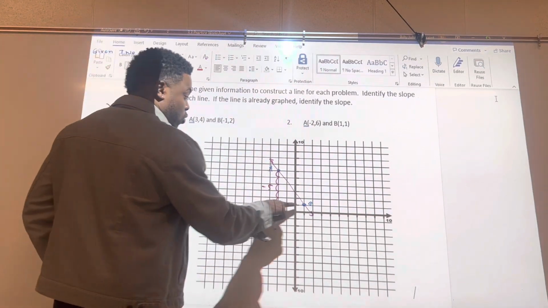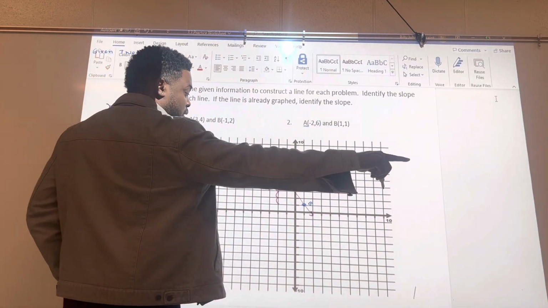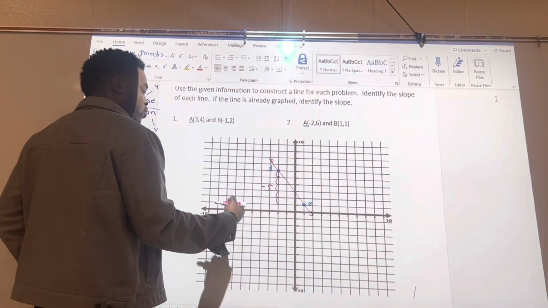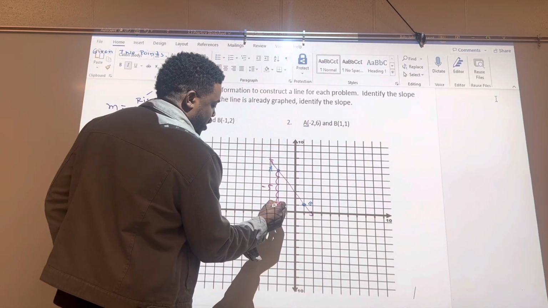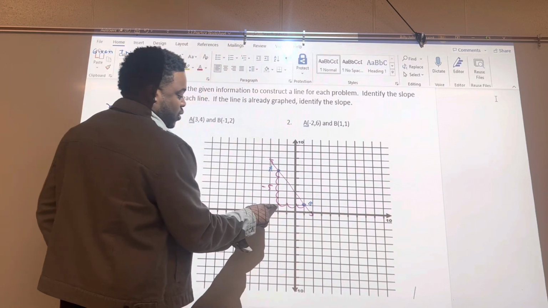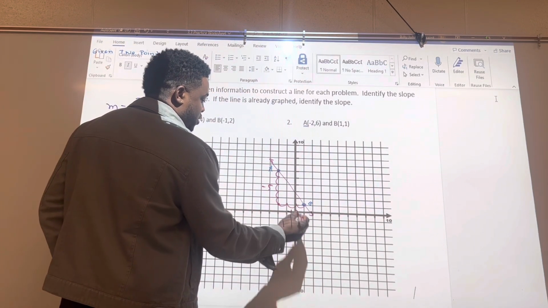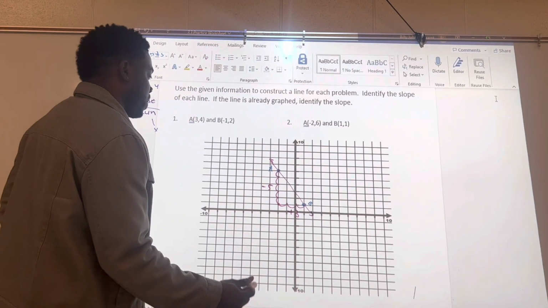Remember that I am going this way. If I'm running, my run has to be positive since I'm going to the right side. If I were to go to the left, it would be negative. So let's count. It's going to be 1, 2, 3. How can I get from that point to that point? It's +3. So therefore, I'm done.